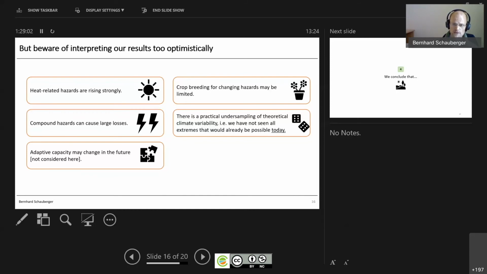And finally, an important point that there is a practical undersampling of theoretical climate variability. That means if we consider only 60 years, we have only 60 draws, but already the actual climate that we have, we could have seen several thousands of different realizations, so much more extreme or much more normal than what we have seen. So meaning that climate variability that we really did observe is not telling us enough variation to conclude on whether we are safe from climate or not.